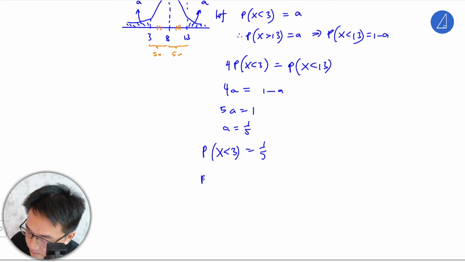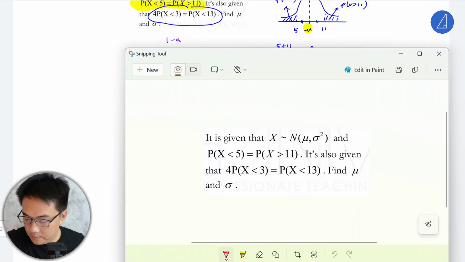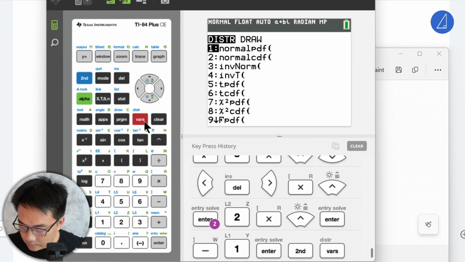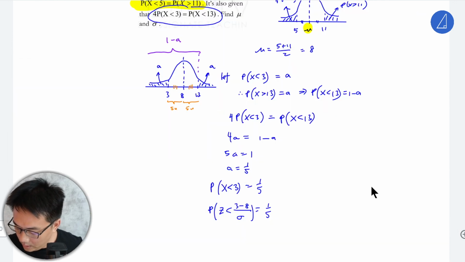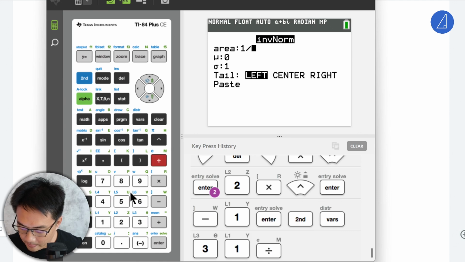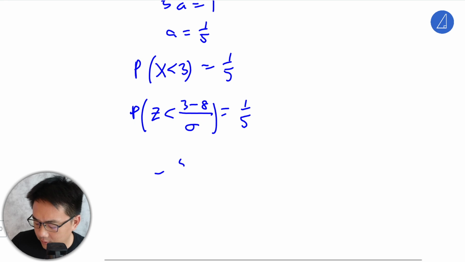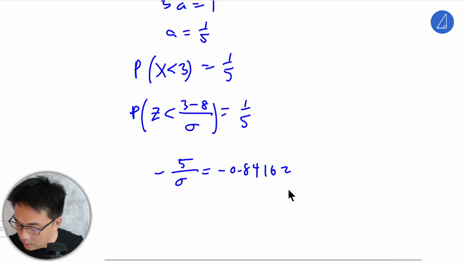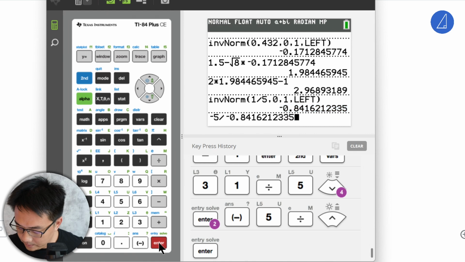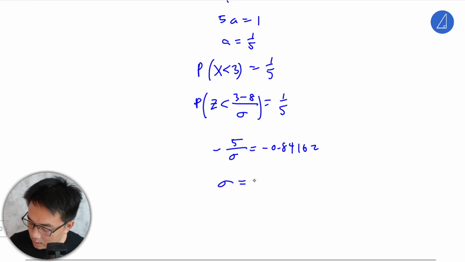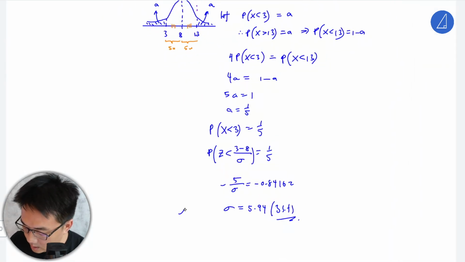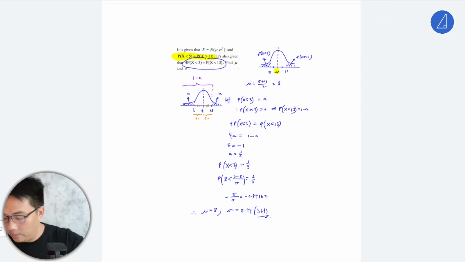So in this case, P(Z less than (3 minus 8) over sigma) is equal to 1/5. Just inverse norm. Inverse norm, 1/5, with mean 0 and standard deviation 1. Paste it. You get -0.8416. So this is -5 over sigma. So you take -5 divided by the answer, and you get 5.94. There you go. Sigma is 5.94 and mu is 8. Yep, that's how you do it.